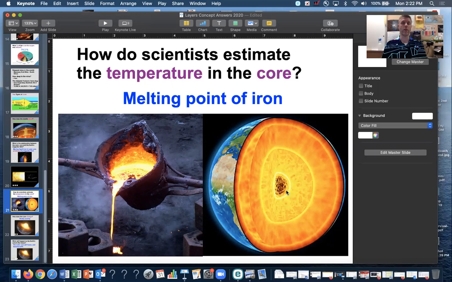So, we might not know the exact temperature of it, but we know that it has to be at least this amount, at least this temperature. So that's how we know that.